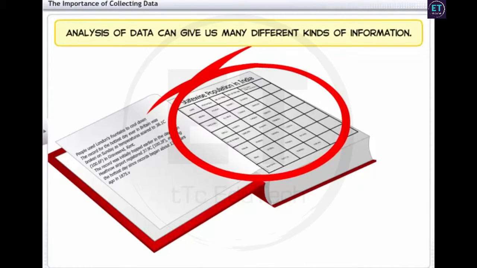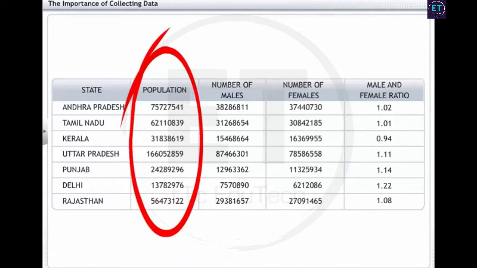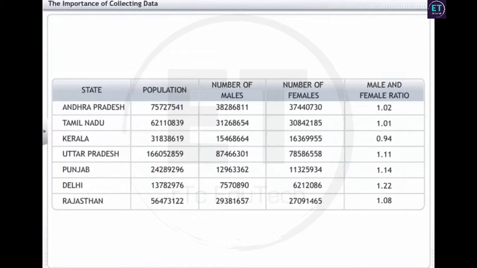However, the analysis of data can give us many different kinds of information. For example, data collected in a population survey in a state not only tells us about the total population of the state, but also the number of male and female residents and the male-to-female ratio in that state.